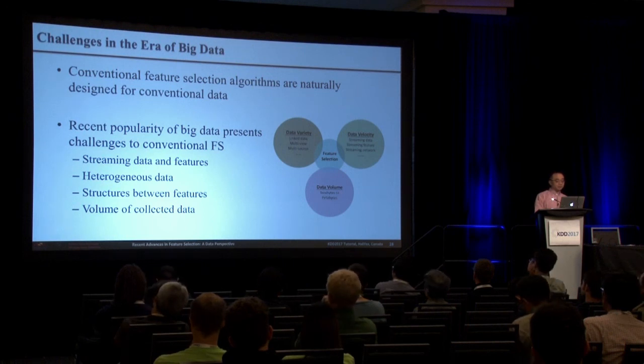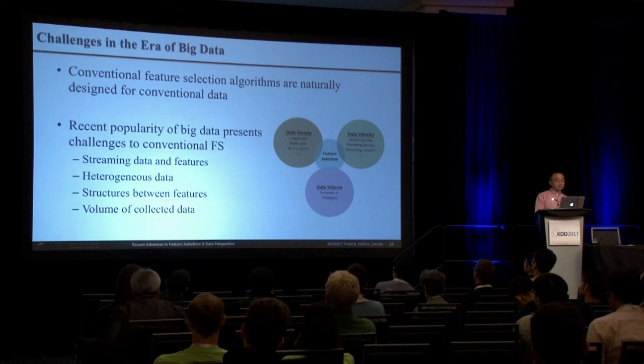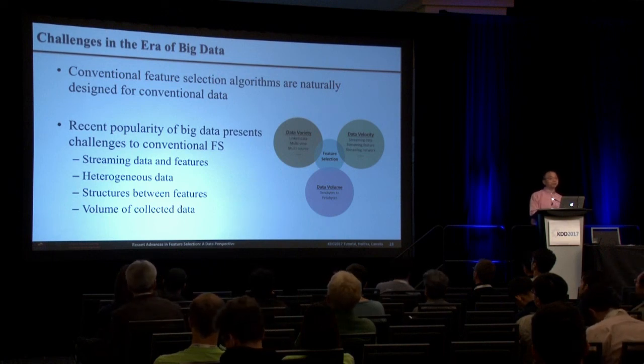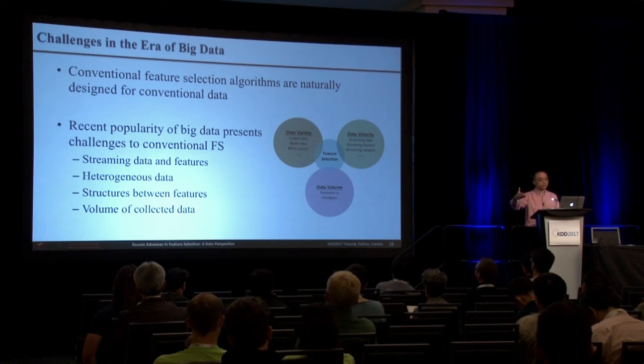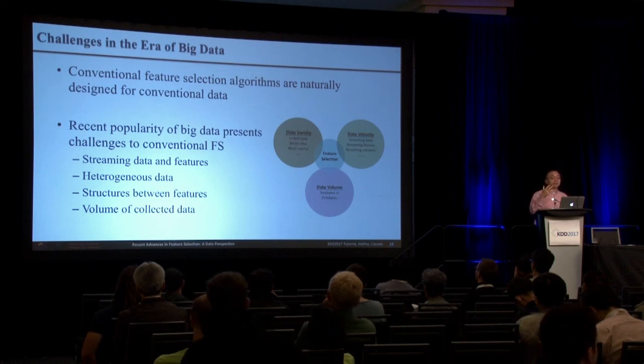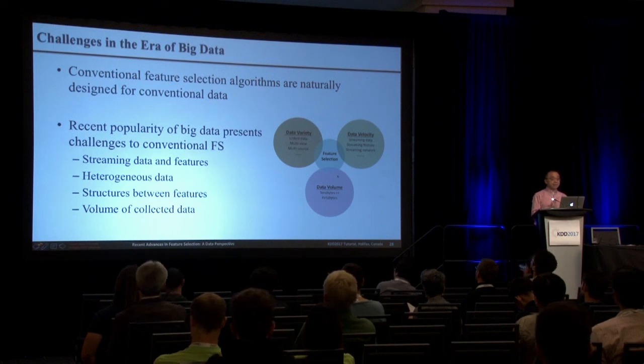Challenges in the era of big data. Conventional feature selection algorithms are naturally designed for conventional data. And the recent popularity of big data presents new challenges to conventional feature selection. So that's why, when Jundong started this, we have a very, very long survey. You think 160 slides is long, but we have like 60 pages of survey. Jundong spent days and nights on this, and it's available online. It's because of the new data types, data variety, data velocity, and data volume. We only include the 3 V's, but you can add a lot of V's. It doesn't matter. But basically, the key is we have new data types, and we have new challenges.